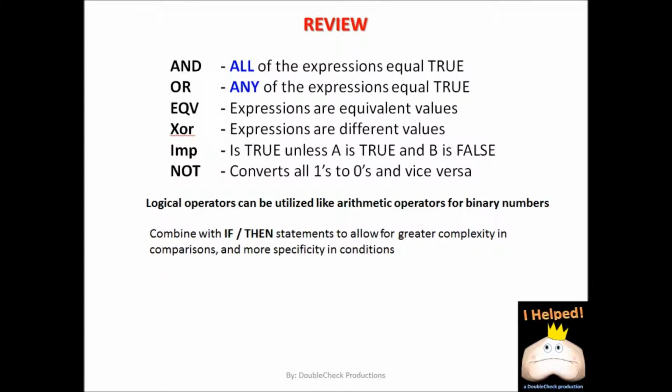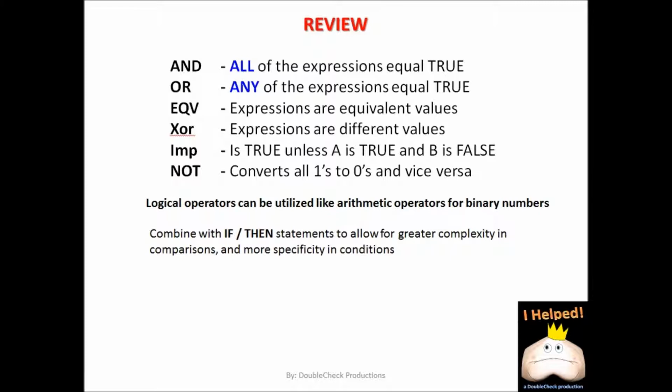Okay, to review, we have our various logical operators. Once again, all of the expressions must equal true for the AND logical operator to come out true, or any of the expressions could equal true for the OR logical operator to come out true. The equivalent just says, are they both false or are they both true? And that one will come out true. Exclusive, if the expressions come out to different values, one is true and one is false. Implied is always considered true unless expression A is true and expression B is false.